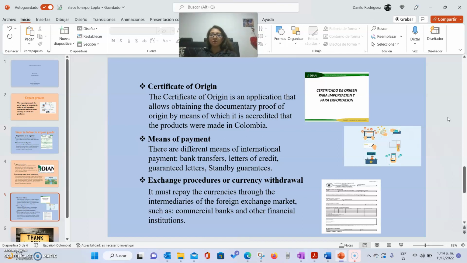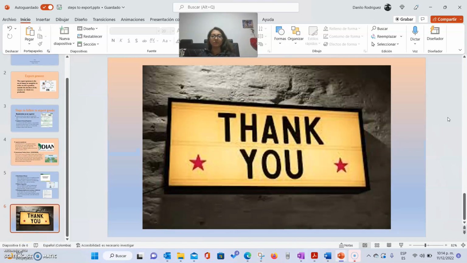Exchange procedures, currency withdrawal. You must repay the currencies through the intermediaries of the foreign exchange market such as commercial banks and other financial institutions.